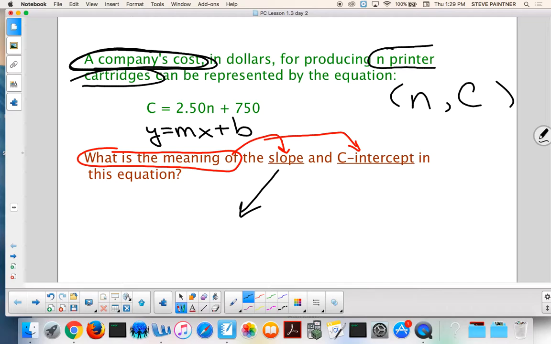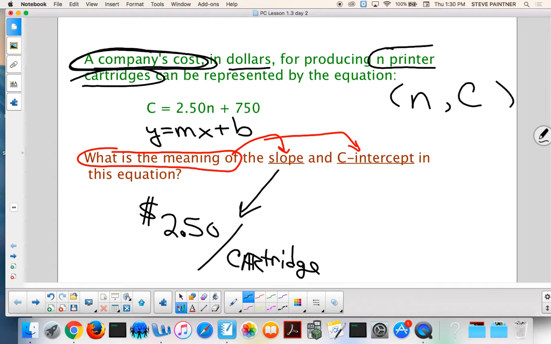Okay, so use the number 2.5. So 2.5 would be what it costs to produce one printer cartridge, okay? Basically, she's saying this, cost. She says 2.5. Well, now we have to think of what? Dollars. So it's costing me $2.50 per what? Per cartridge. Okay?